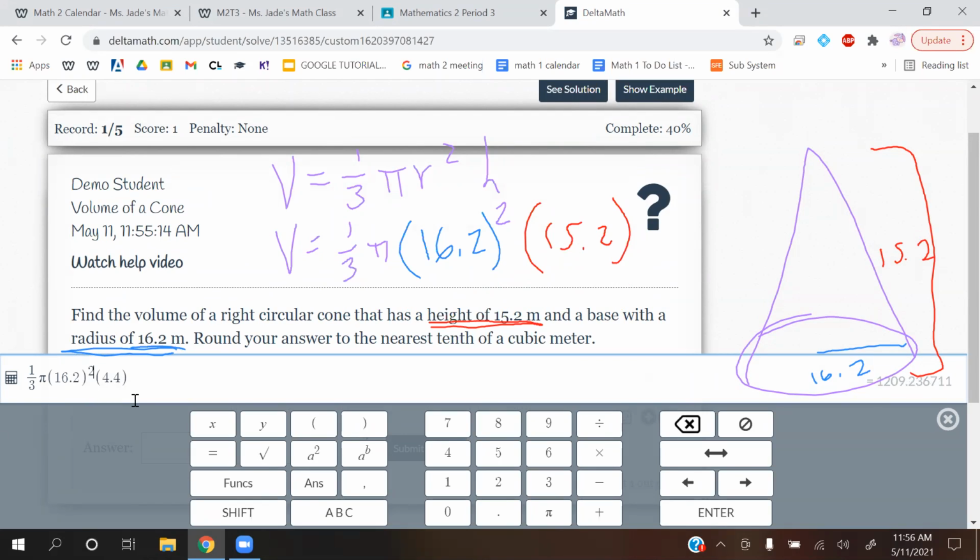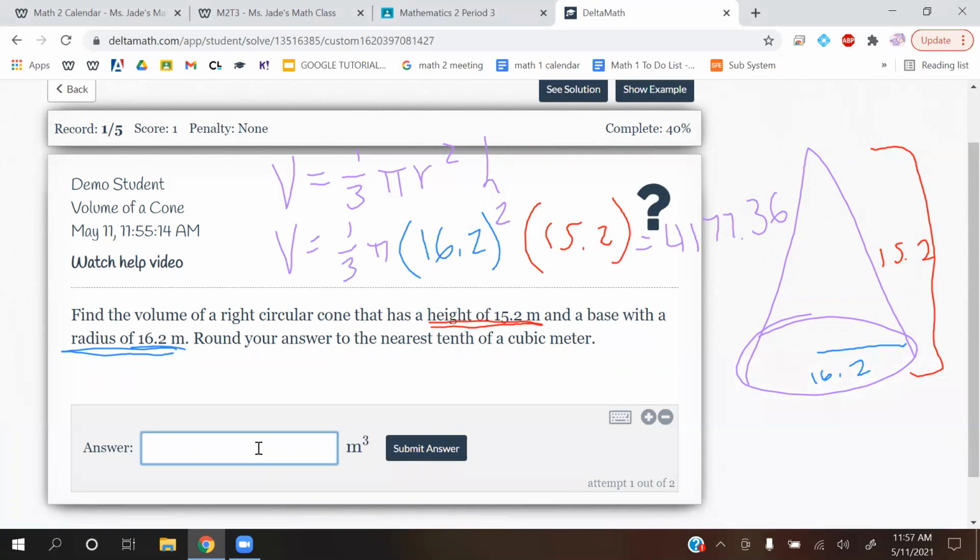So 16.2 squared there, and then we have 16.2 here. Okay, so just checking that I wrote it right. 1/3 pi r squared times the height gives me 4177.36. Okay, and so we're going to round it to the nearest tenth, which means 1 decimal place. So after that 3 comes a 6. 6 is a big number, so that 3 gets rounded up to a 4.